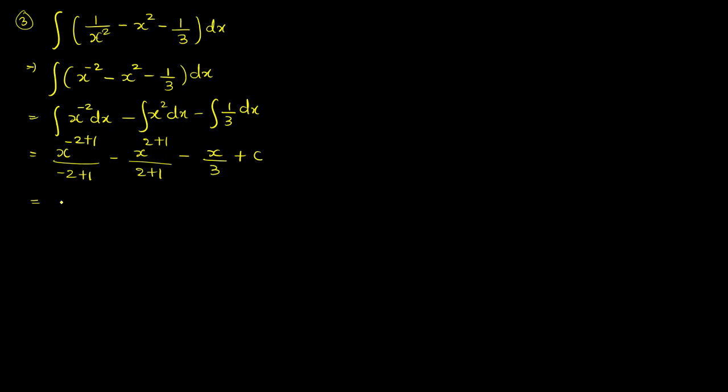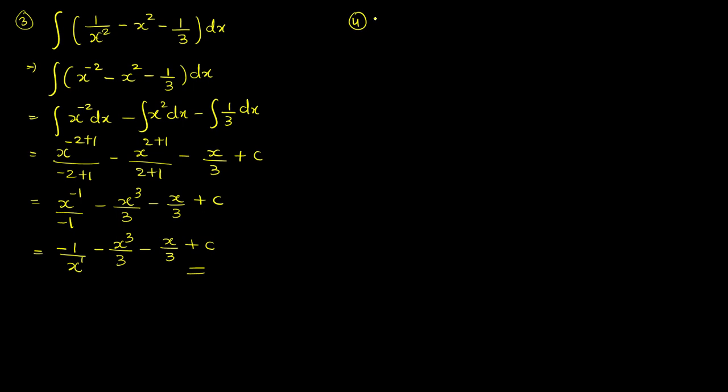Equals x power minus 2 plus 1 is minus 1 divided by minus 1, minus x power 3 divided by 3, minus x over 3 plus c. So this can be written as, since x is having a power of minus 1, if we write it in the denominator, it will get the positive power, and also a minus, so this is minus 1 over x with a positive power, that is 1, which can be written or not, it's fine, minus x power 3 over 3 minus x over 3 plus c. This will be your answer.